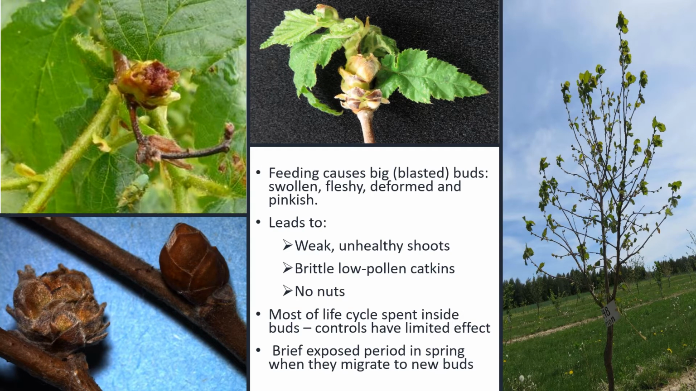As you may have guessed from their name, bud mites spend the majority of their life cycles within the hazelnut bud, and their feeding tends to cause blasting or big buds. So these are essentially swollen, fleshy, or deformed buds that are often pinkish or brownish. And you can see that in this upper left figure. Depending on what type of bud is infested by the mite, there's different damage. So an infested vegetative bud will have weak, unhealthy shoots. If a catkin is infected, they can become brittle and produce little pollen. And if a fertilized flower becomes infested with mites, then that may lead to no nut production at all.